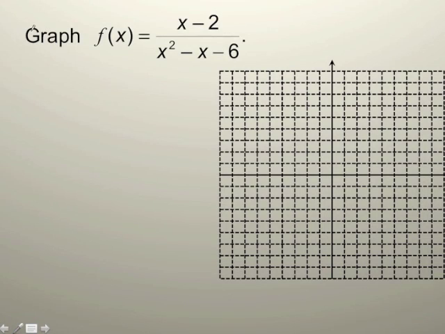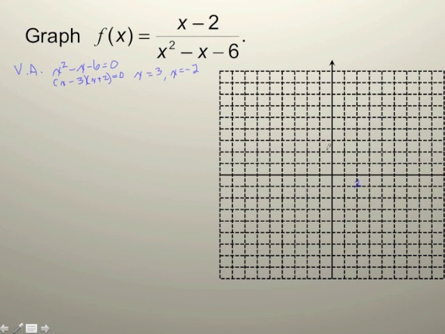Here's another rational function to try. Step 1, vertical asymptote. That's the denominator. Set the denominator equal to 0. x squared minus x minus 6 equals 0 factors into x minus 3 times x plus 2 equals 0. So x equals 3 and x equals negative 2 are my vertical asymptotes.